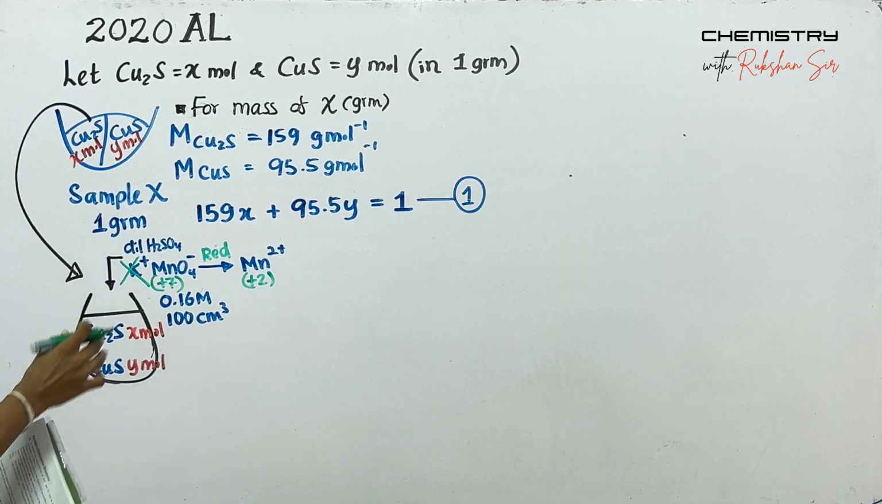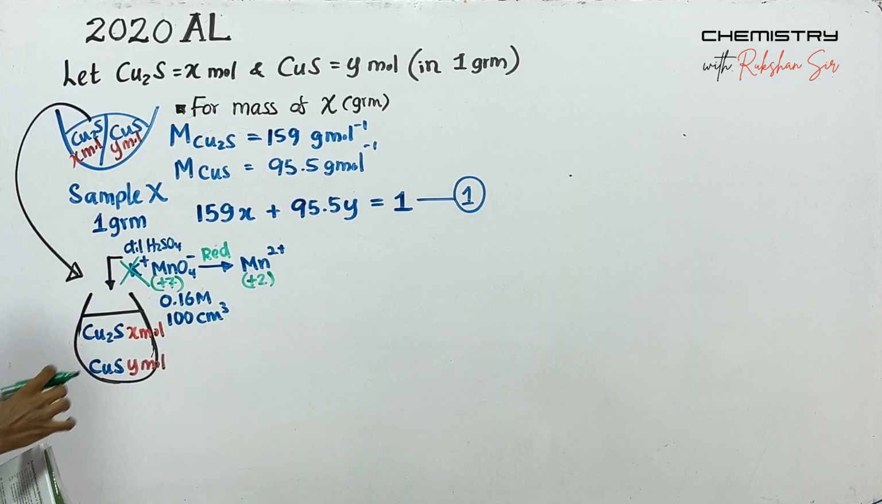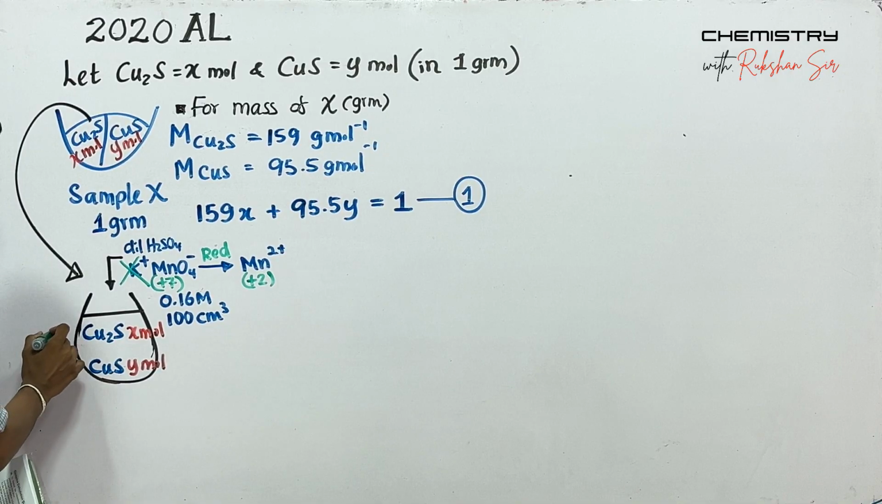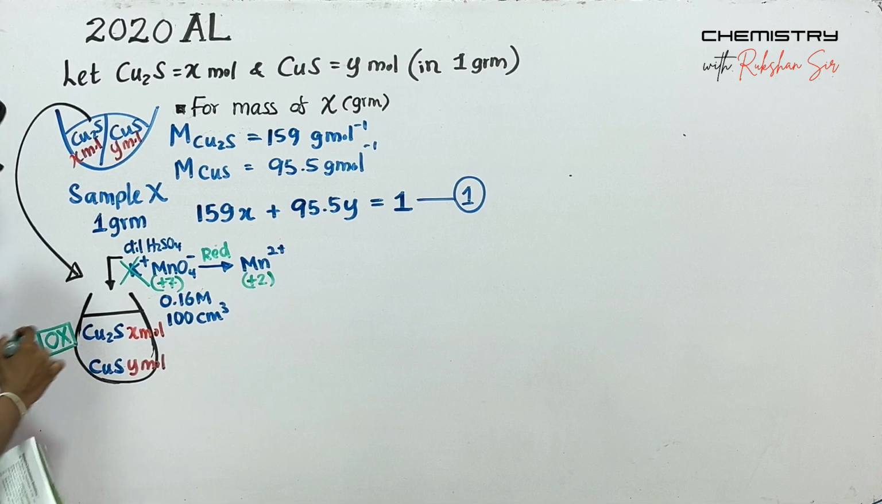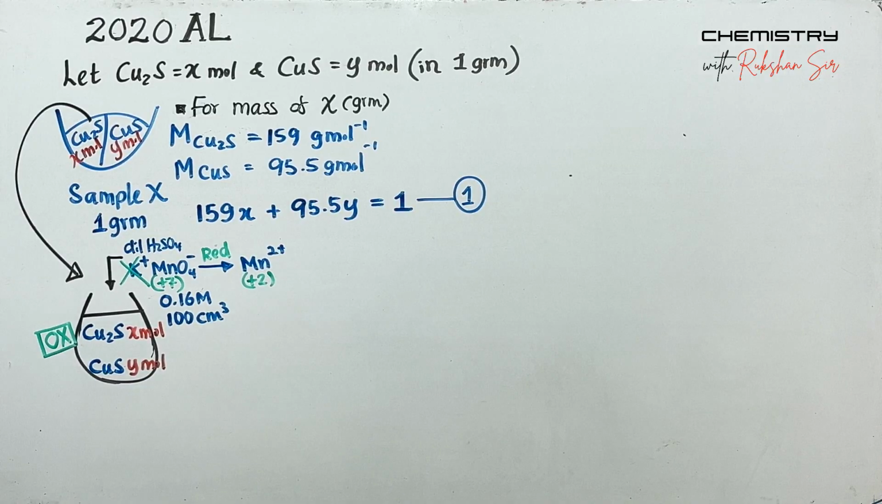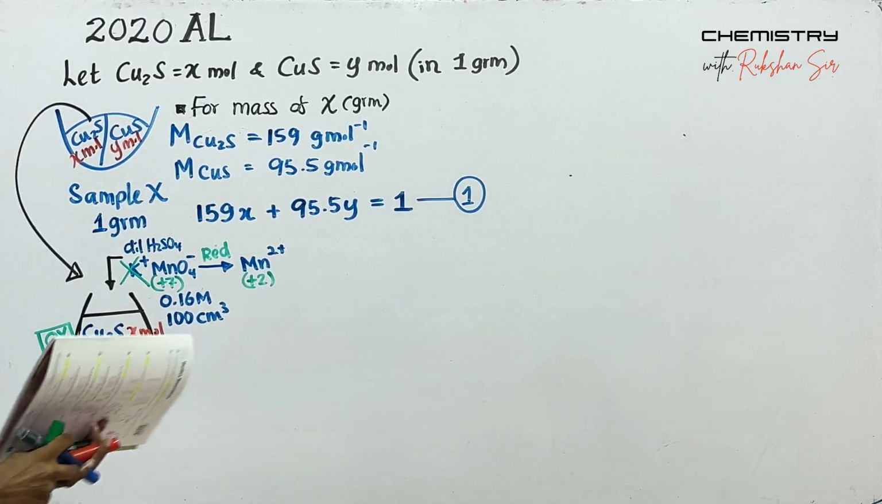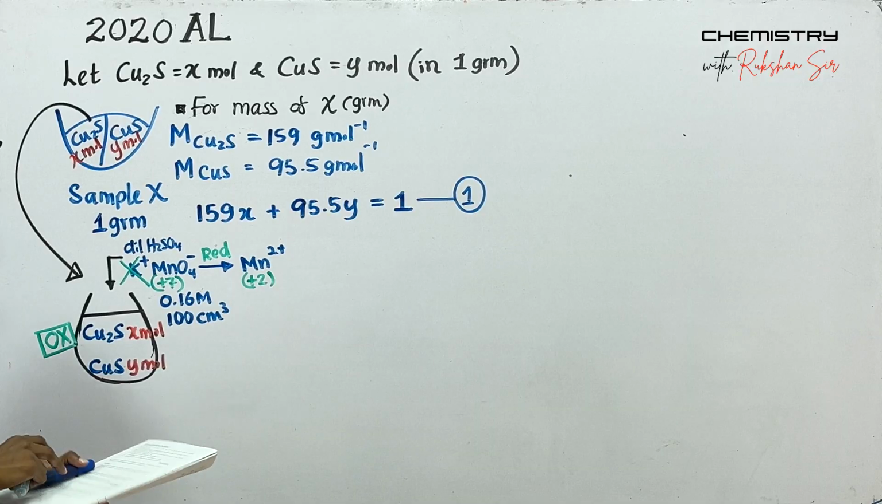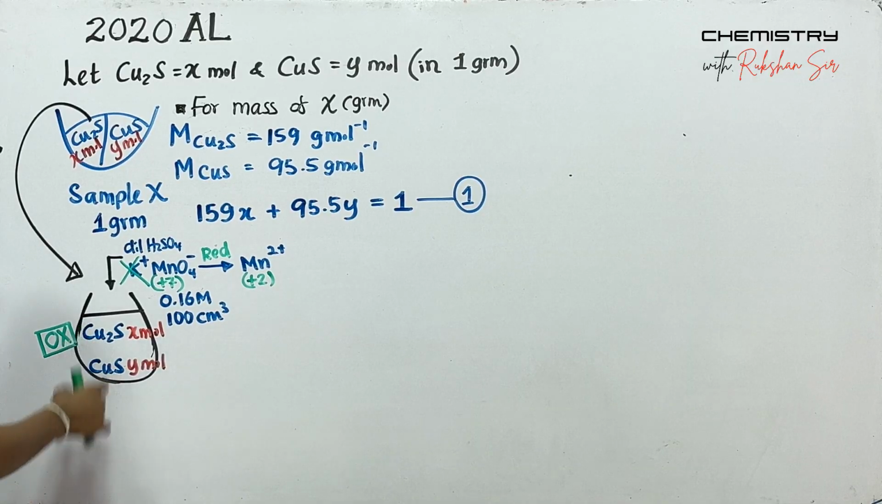So we are thinking of oxidations occurring in this flask, right? Only oxidations are possible in the flask, as there is a reduction with the MnO4 minus. Okay, so which species are able to get oxidized here? That is our next consideration.